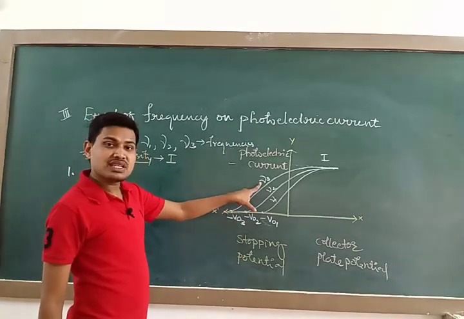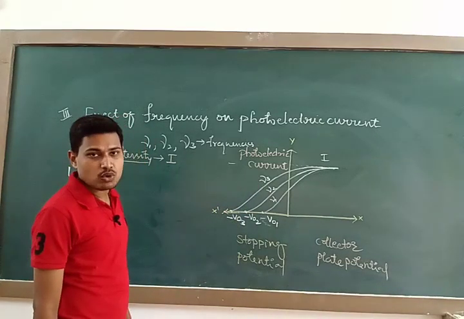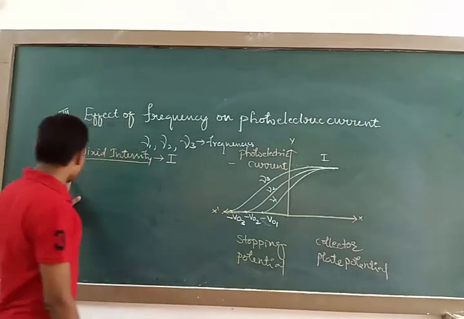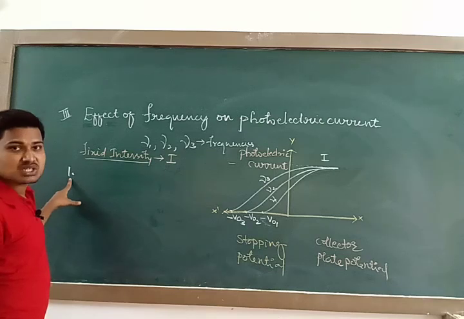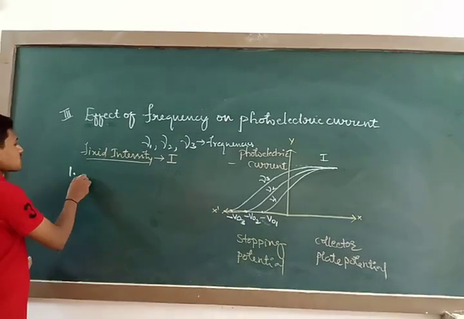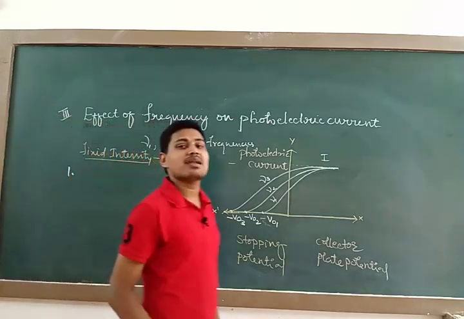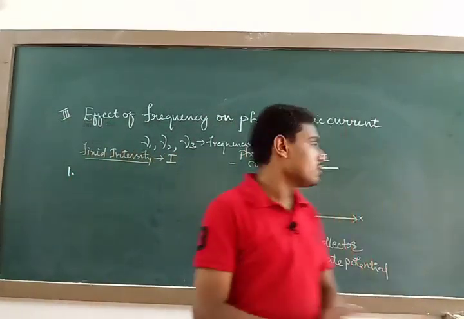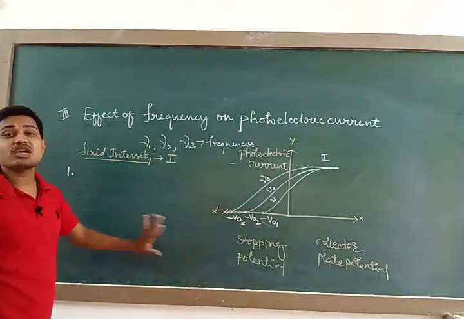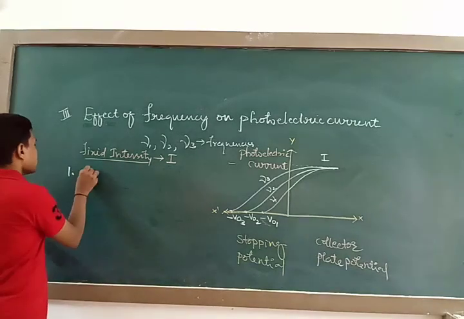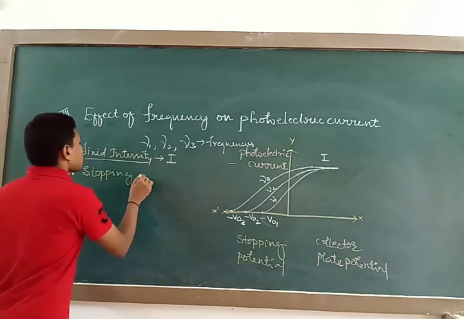For the frequency of incident radiation nu3 of the same intensity, I have a stopping potential, that is V03. It means the first conclusion I am going to express here is that the stopping potential is different for different frequencies of incident radiation. The first conclusion is what? The stopping potential is different for different frequencies of incident radiation.